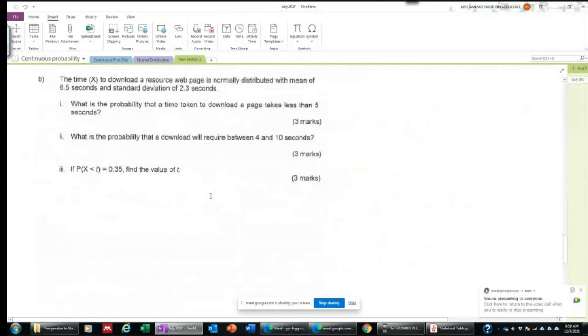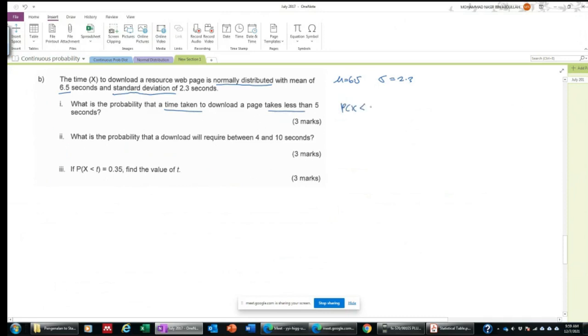Very simple. So for B, time X to download a resource web page is normally distributed with mean equal to 6.5, and standard deviation, read carefully, standard deviation. If they give you the variance, you need to take the variance and find the standard deviation. Standard deviation equal to 2.3. So what is the probability that the time taken to download a page is less than 5 seconds? So probability of X less than 5. So this is what we want.